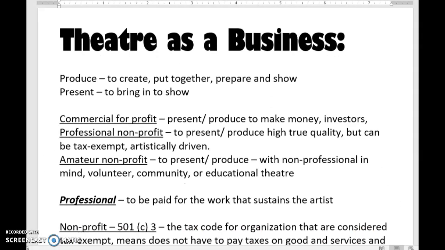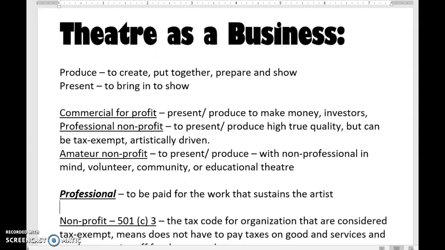Okay, so theater as a business. It's important to know that there are two basic categories of the activity of theater business. One is to be a producing theater, and the other is to be a presenting theater. Most theaters that we experience in our artistic world are what we call producing theaters. A producing theater means that theater has the staff, the funds, and the wherewithal to create and put together their own productions and their own shows.